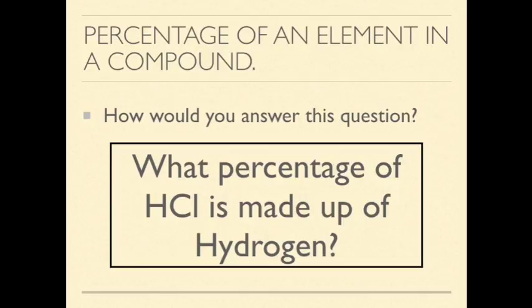So how would you answer this question then? What percentage of hydrochloric acid is made up of hydrogen? Well, it's exactly the same as the sweets. I need to know two pieces of information. First of all, I need to know the weight of the whole thing, just like I need to know the weight of the whole bag. So I need to know the weight, or the mass, of hydrochloric acid. I also need to know the mass of hydrogen. Where do I find that information?